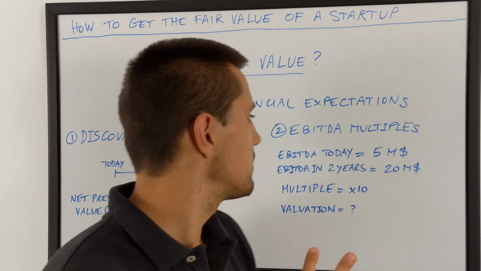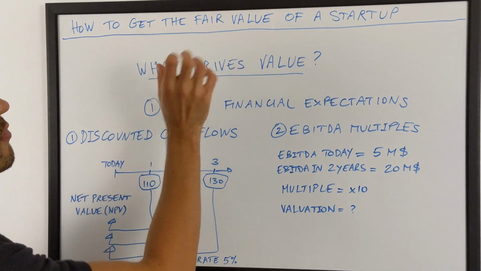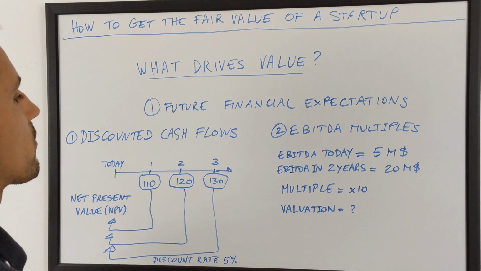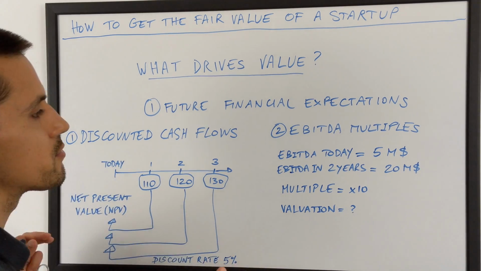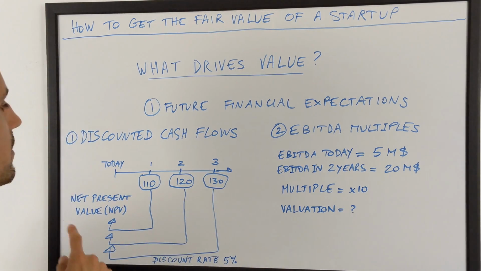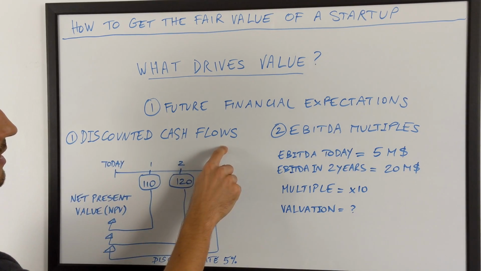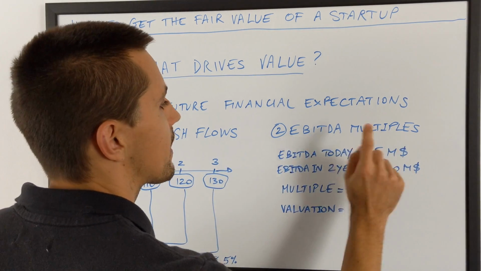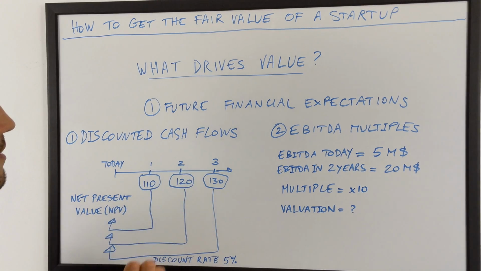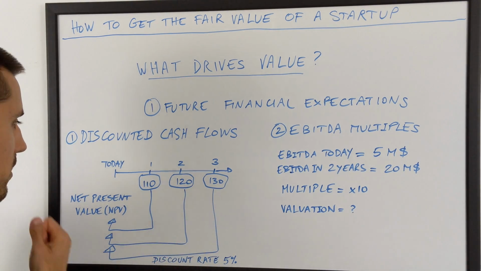Quick sum up here. So how should the fair value be calculated? There are two methods that are used all the time if you want to value a company. Either it's the discounted cash flow method or it's the EBITDA multiples method. A quick introduction if you don't know what I'm talking about.